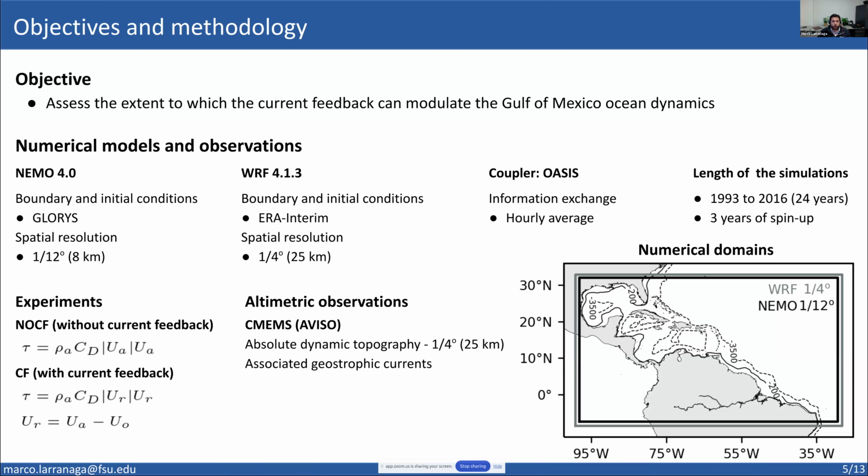So we perform two experiments. No current feedback, in which we compute the wind stress as a function of the absolute wind, and the current feedback experiment, in which we compute the wind stress as a function of the winds relative to the currents. So by comparing these two experiments, we are going to see the sensitivities of the Gulf of Mexico ocean dynamics to the current feedback, but we are also going to compare with altimetric observations when we can, to see if the changes that we have are realistic or not.